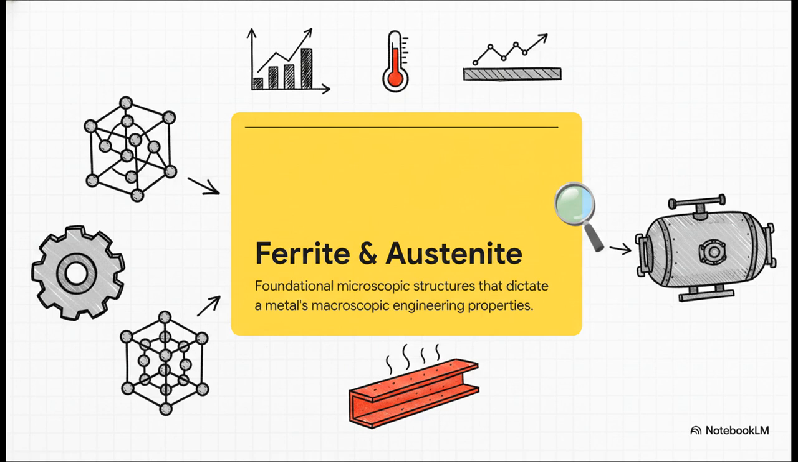In the engineering world, you're primarily going to encounter two foundational metal structures, ferrite and austenite. Now, the names might sound a bit academic, but almost every single piece of metal equipment you work with in a plant is going to predominantly feature one of these two structures, or a mix of both. Understanding the difference between ferrite and austenite is literally the foundational secret to predicting exactly how a material is going to behave under intense pressure and extreme temperatures.